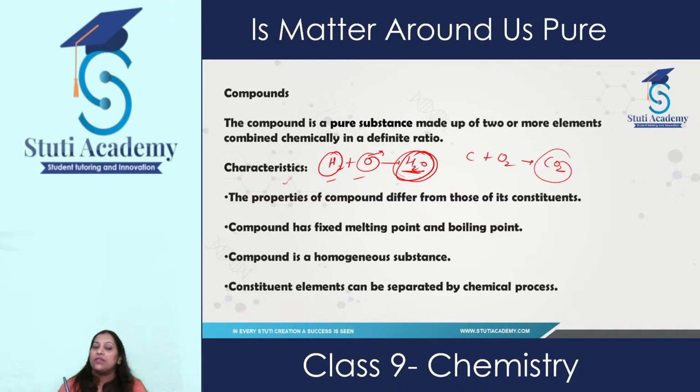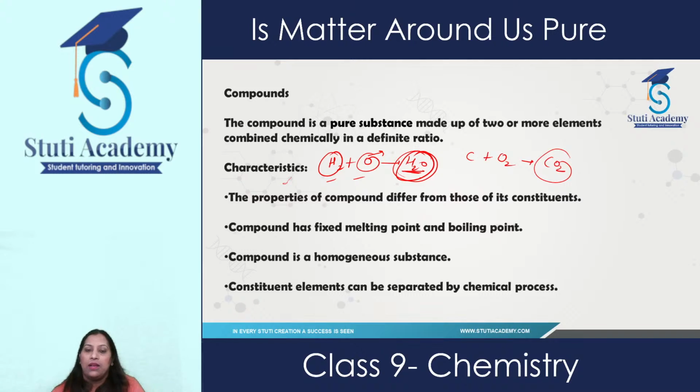Now the next characteristic of a compound is that it has a fixed melting and boiling point. Because the elements which are present in them have fixed melting and boiling points, when they mix together and a new compound is formed, that compound also has a fixed melting and boiling point. And this compound is a homogeneous mixture. Sorry, homogeneous substance. Not mixture, it's a homogeneous substance.